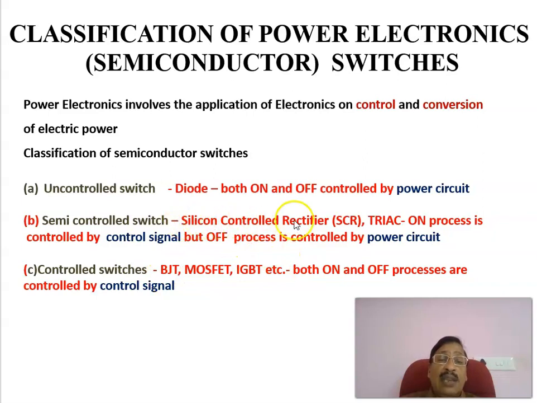Here SCR is a semi-controlled switch, a diode is an uncontrolled switch, and BJT, MOSFET, IGBTs are controlled or fully controlled switches in which you can control both switching on as well as switching off. Therefore, these are the three categories of semiconductor switches.